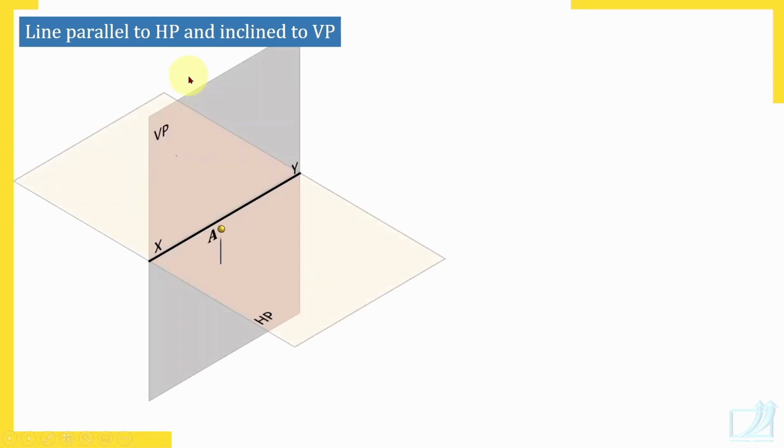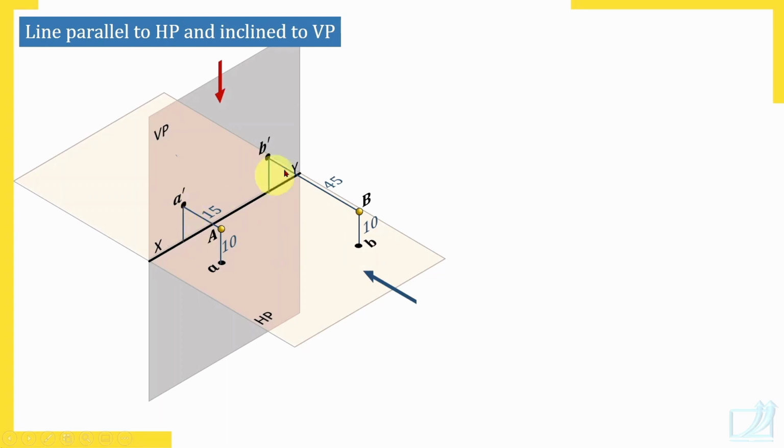Now, line parallel to HP and inclined to VP. Check here. Now we are talking about a line parallel to HP. So here is point A, 10 millimeters above HP and 15 in front of VP, and point B again 10 millimeters above HP but 45 millimeters in front of VP. So from the top you will get the top view of point A and from the front you will get the front view of point A. So A is the top view, A dash is the front view. Similarly, B is the top view of point B and B dash is the front view of point B.